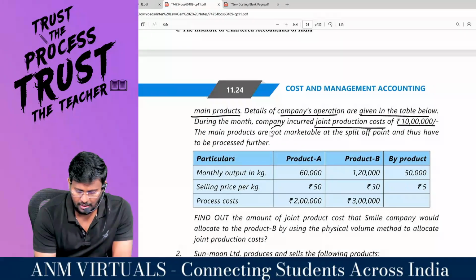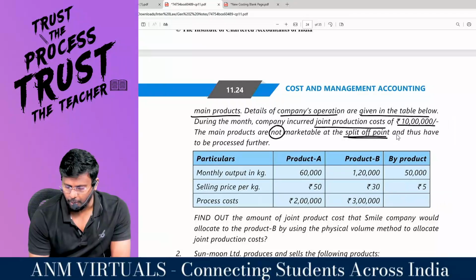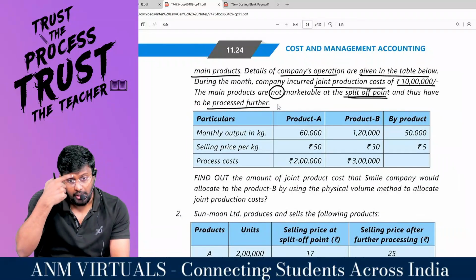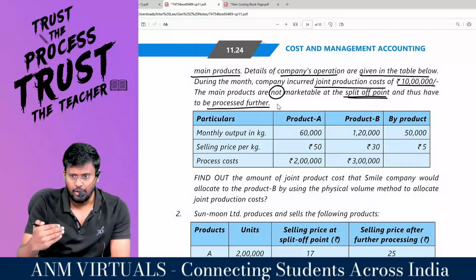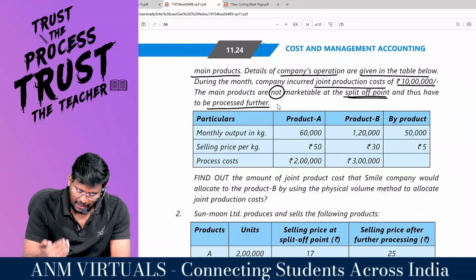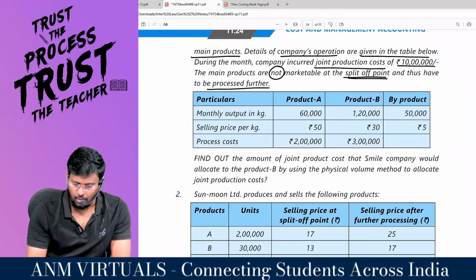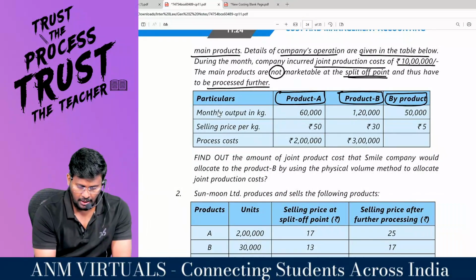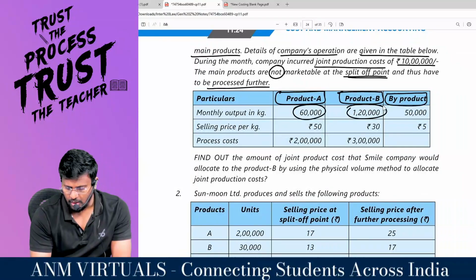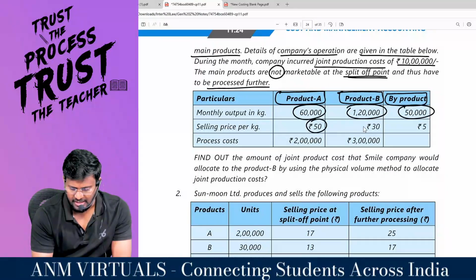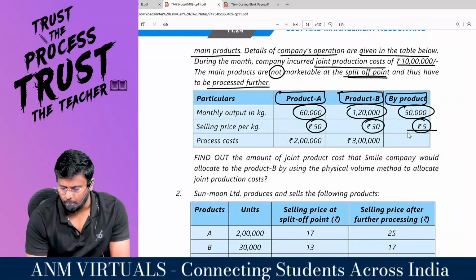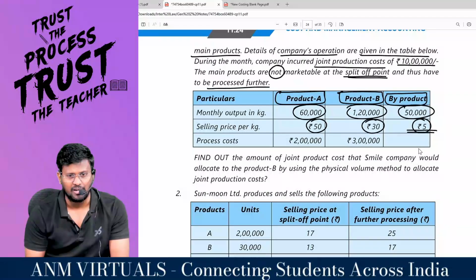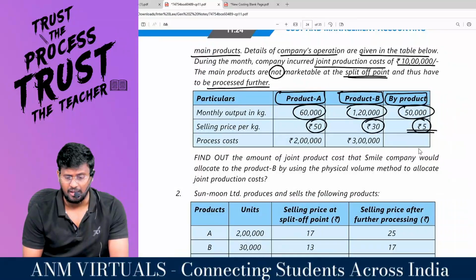The main products are not marketable at the split off point and thus have to be processed further. You cannot sell these main products at the split off point. You must incur further processing cost. This is product A, product B and what product? Byproduct. Monthly output in kg 60,000, 1,20,000, 50,000. Selling price is 50, 30 and 5. Look, it is very cheap. Like dung, a byproduct fetches 5 rupees per kilo. Correct? Milk, however, is not 5 rupees, it fetches 50 rupees.